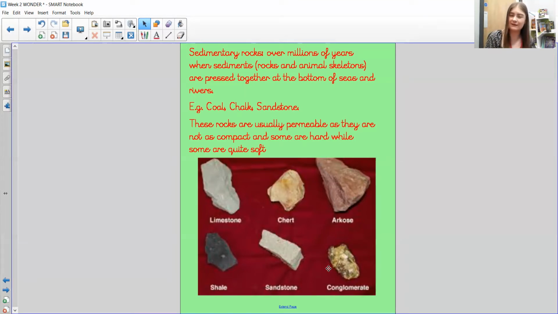Okay, that doesn't really make sense. I'm just trying to describe it for you. So sedimentary rocks are layered up and they are pressed together, but they aren't as compact as other rocks are. So they are not the most durable and they are not impermeable. So they do let water go through them. So pause the screen and make a little note of any of the information from there.